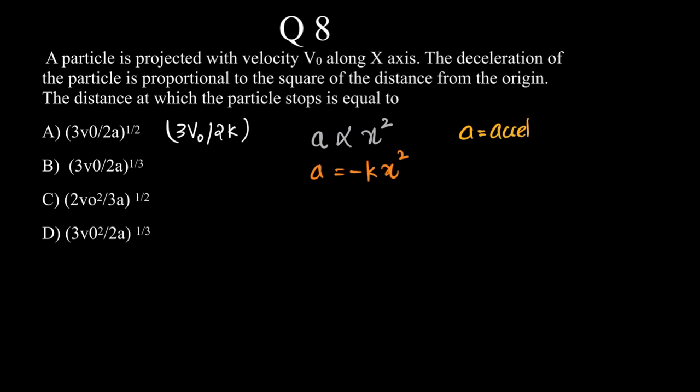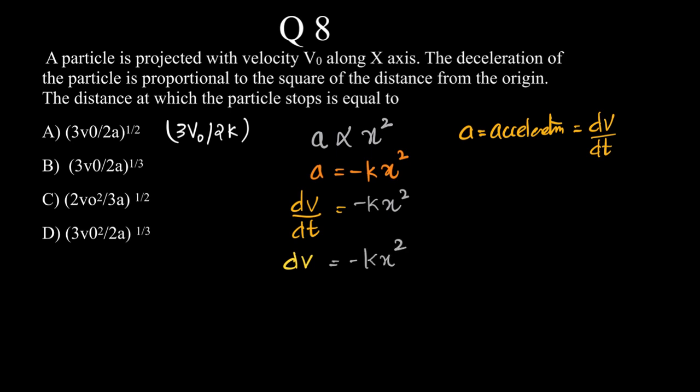A is acceleration, which is equal to rate of change of velocity dv by dt, which means I can write here that dv by dt is equal to minus k x square. In which case what is dv equal to? dv is equal to minus k x square into dt, right?